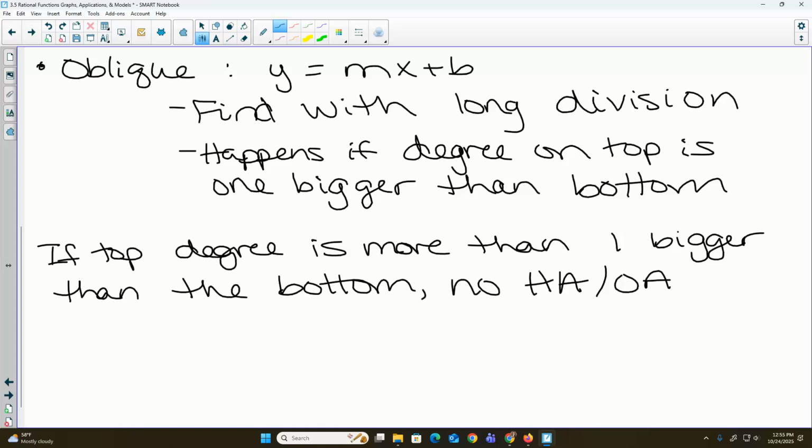So what I want to do now is just practice finding asymptotes. And that's what we're going to do for the rest of class. Next week, we'll actually start drawing our graphs. So I have tons of these examples. We will do as many or as few as you guys need, right?